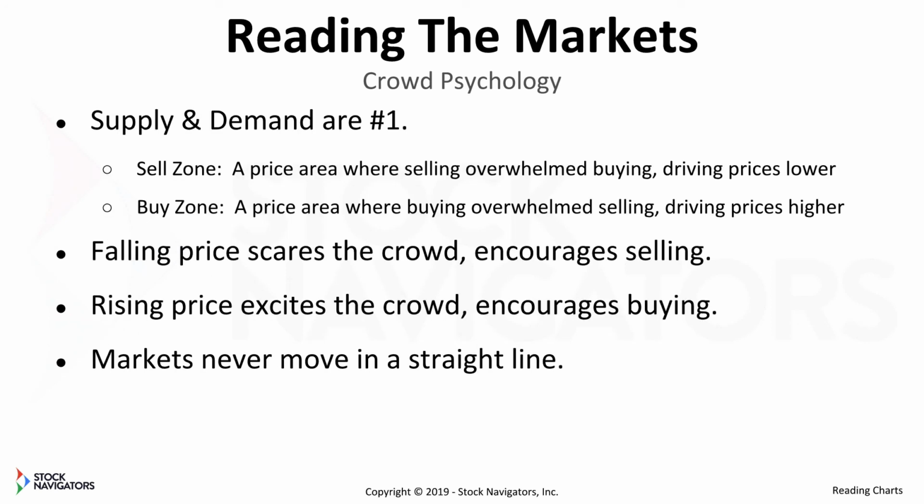Now, the number one thing to keep in mind, though, is supply and demand. These are the only two factors that move price. They are the most important factors of anything in trading, supply and demand. And they are what forms our buy zones and our sell zones. A sell zone is simply an area of price where in the past, selling has overwhelmed the buyers, and that drives prices lower. And a buy zone is just the opposite. It's just an area of price where the buying in the past overwhelmed the sellers, and that drove prices higher. Now, when prices are falling, it scares the crowd, the market, right?